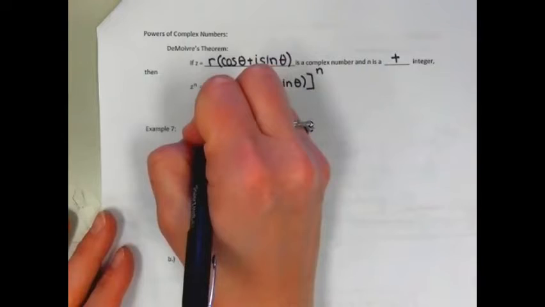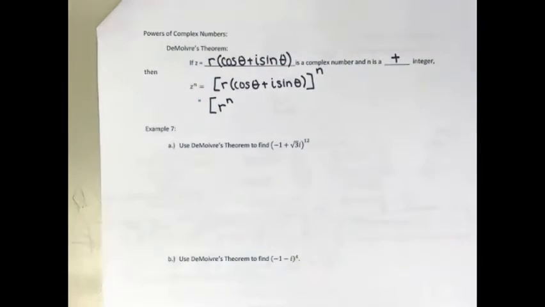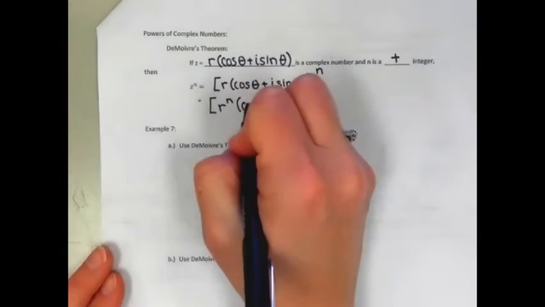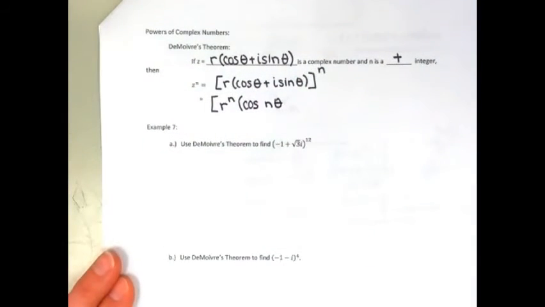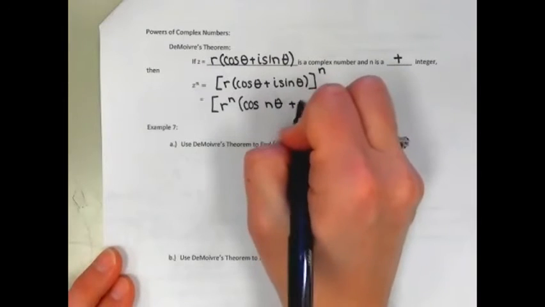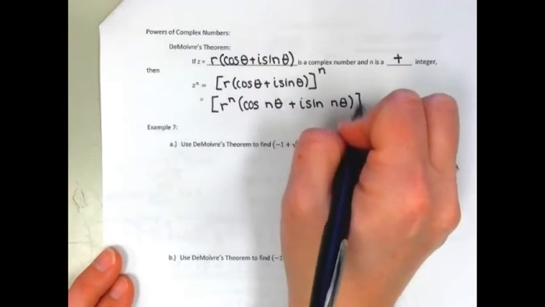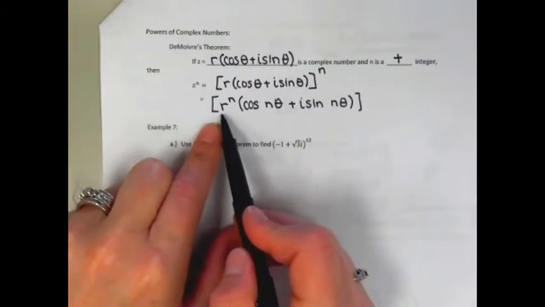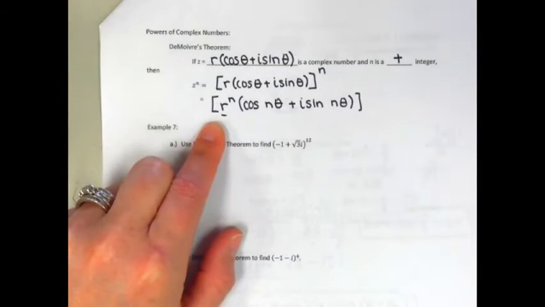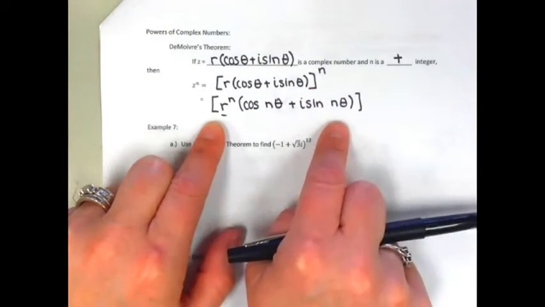There's a shortcut for this, and this is what this theorem says. To make it easier, I could just take r to the nth power times cosine of n times theta plus i sine of n theta. I don't know why I put the brackets, but that's okay. So to make it a little bit easier, you just raise the r to the nth power, and then you multiply the power to each of your thetas. Okay?